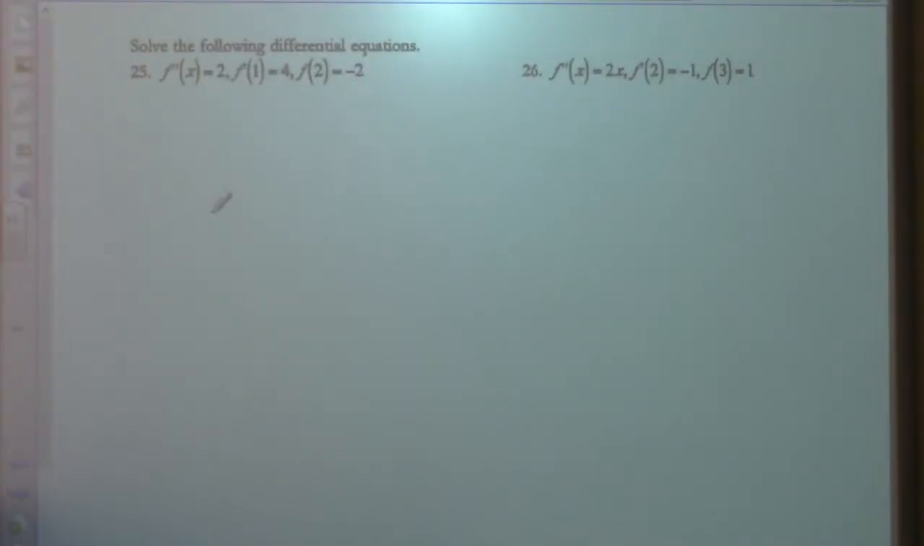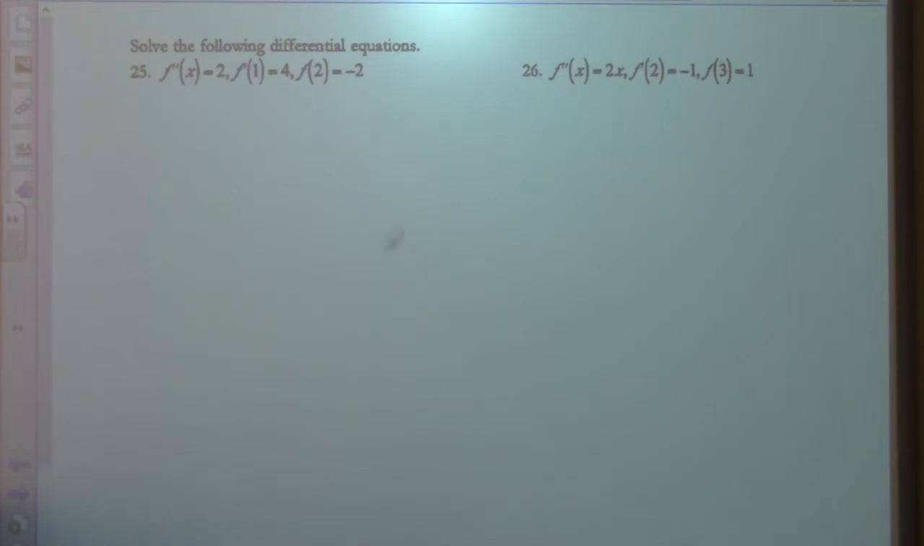So let's go ahead and look at this one right here. Now this one here, it says f double prime of x equals 2 and f prime of 1 equals 4, f of 2 equals negative 2. I'm going to solve the following differential equations. What clues do you have that tells you what you need to do with this thing? Anything? Okay, let me go ahead and explain.